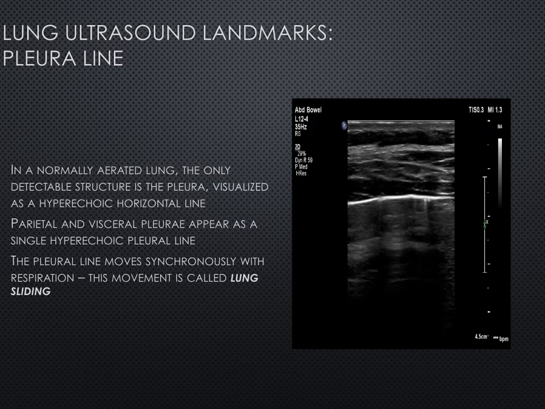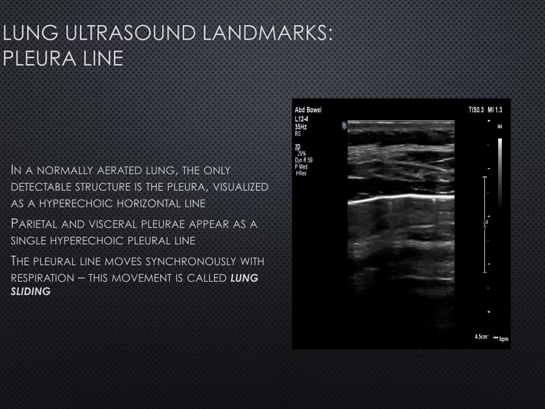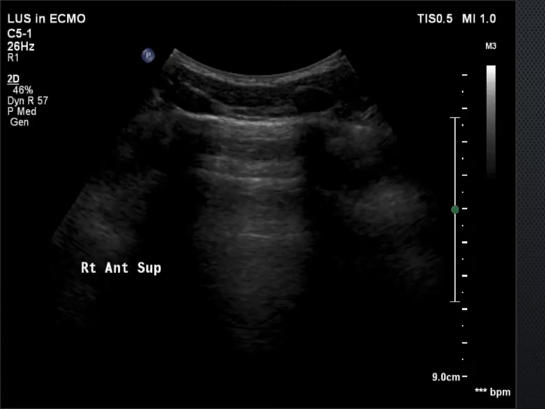You can see here with the image that I've got on the screen, it's just a linear image, and there's a really bright white hyperechoic pleural line that you're seeing. This is actually a combination of both the visceral and the parietal pleura combined together. And in live motion, where you're seeing the movement of this pattern, you should be seeing the movement of that pleural line as it's opposed to the chest wall.